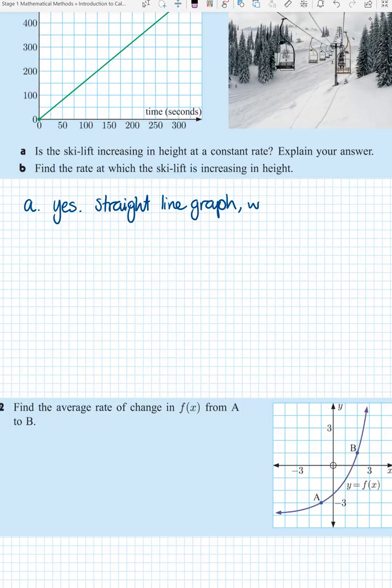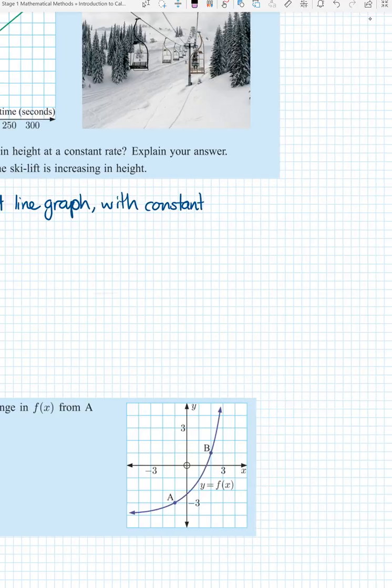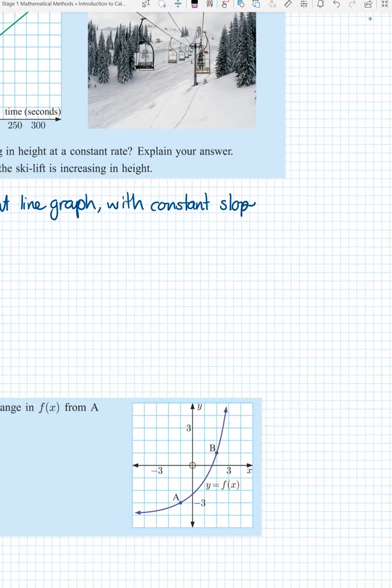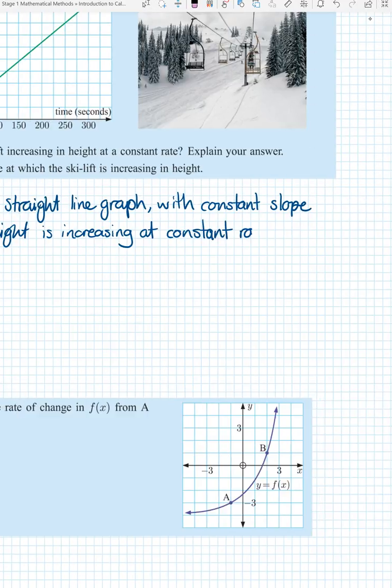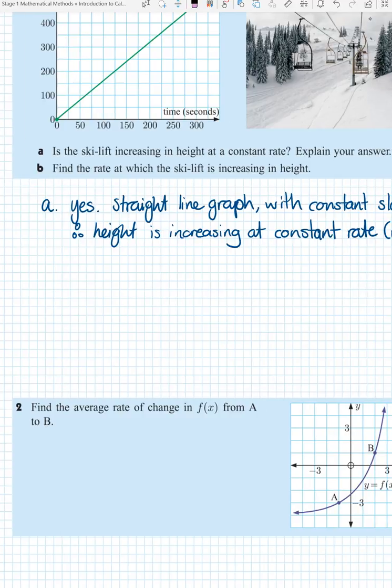Which has constant slope. Therefore, height is increasing at constant rate or ratio to time. Because anytime we talk about rate, it means that we are relating it to time.